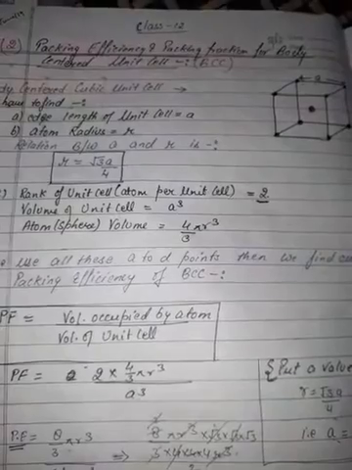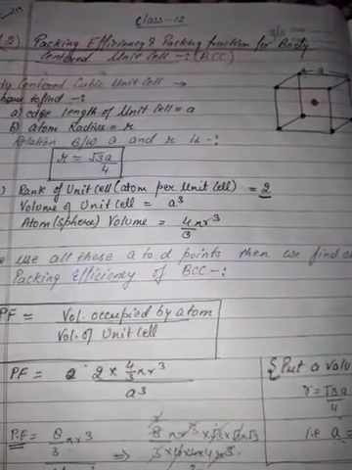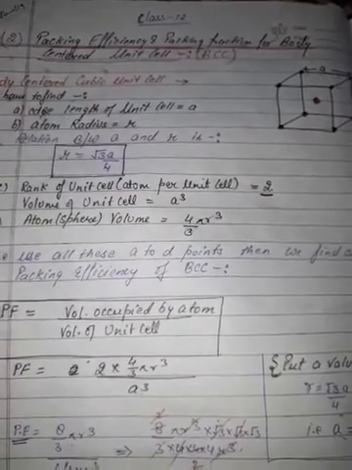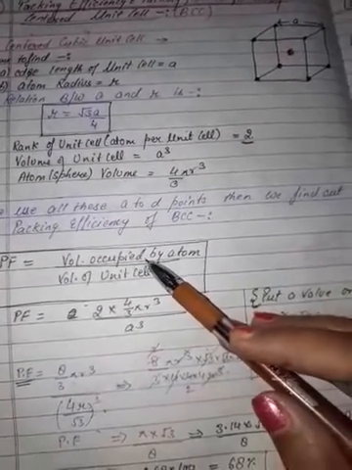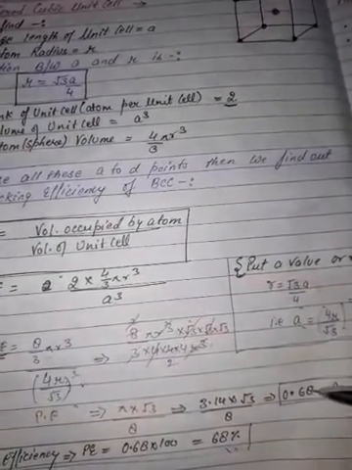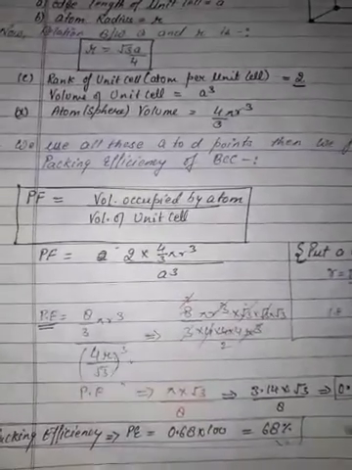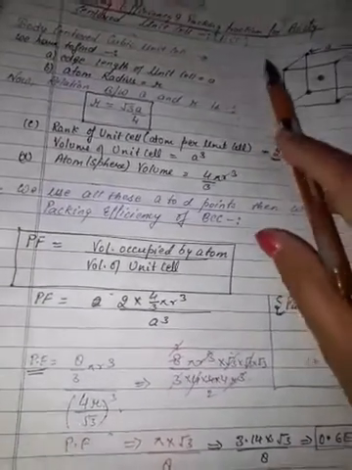On that day, we completed our lecture on Packing Efficiency and Packing Fraction for Body-Centered BCC. On that day, we found the packing fraction. The packing fraction came out as 68%, that is 0.68. So that is the 68% packing fraction of the BCC.